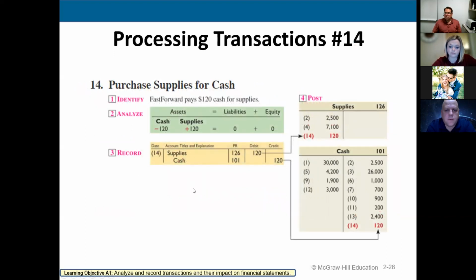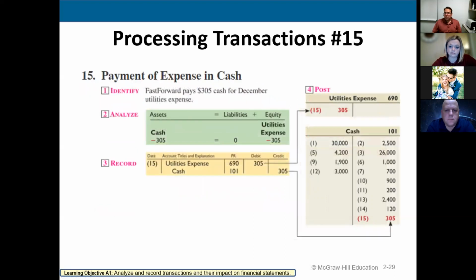And then we pay cash for supplies. Again, our cash will go down, supplies will go up. They're both assets, so we'll debit supplies, credit cash. A utility expense, again, cash goes down. The expense is going up, which reduces our equity. So we're going to debit the utility expense, credit cash.